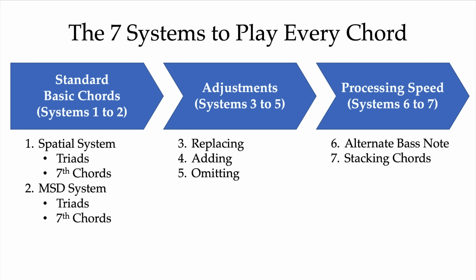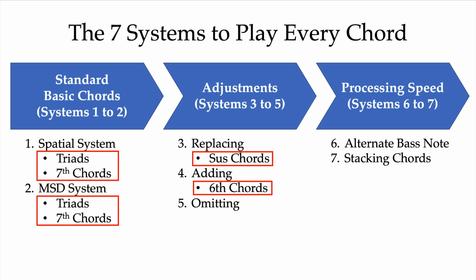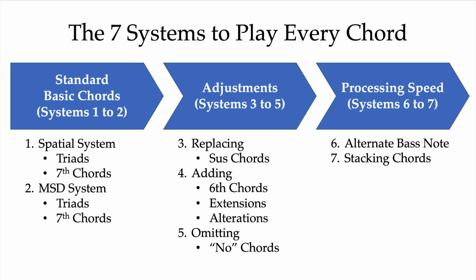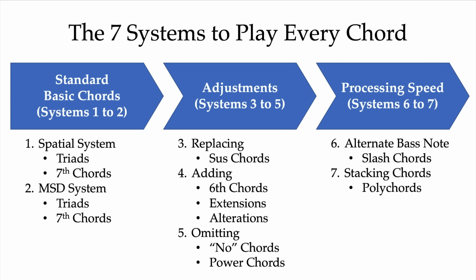We can replace the 3 of the chord for 2 or 4 to create suspended chords. We can add the 6th scale degree to our major and minor triads to create 6 chords. Then to our standard basic chords, suspended chords, and 6 chords, we can add extensions and alterations. We can also omit notes from the chord to make it sound less tense and dense, or to create power chords. We then went on to use alternate bass notes in our chord to create slash chords, and stacking chords on top of each other to create polychords.